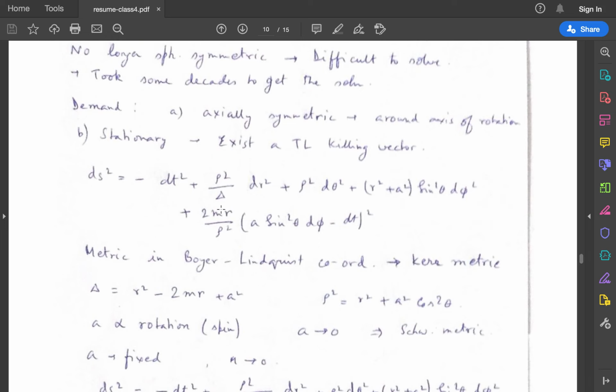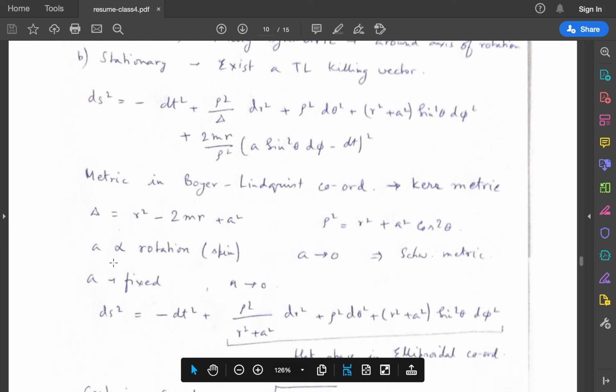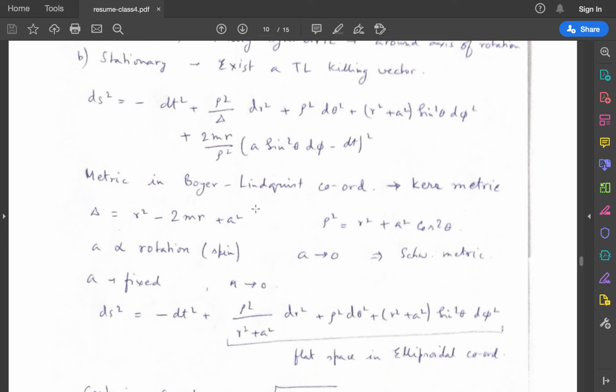So first we define what delta and rho square are. Delta is defined as r square minus twice mr plus a square, and rho square is r square plus a square cos square theta. You can identify that a with the rotation, the spin, of the star. So if we put a equal to 0, this delta is r square minus twice mr.